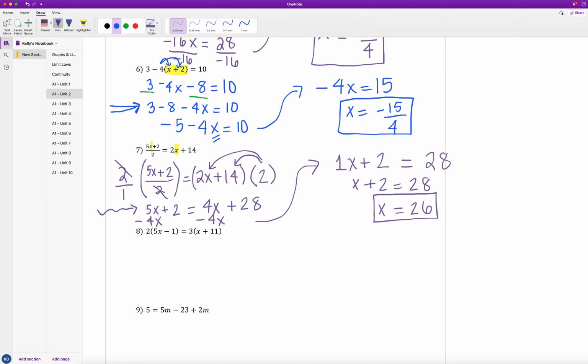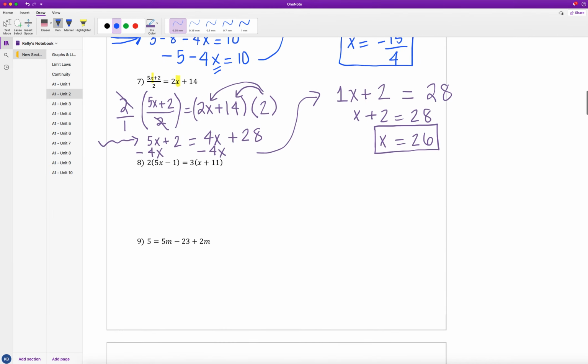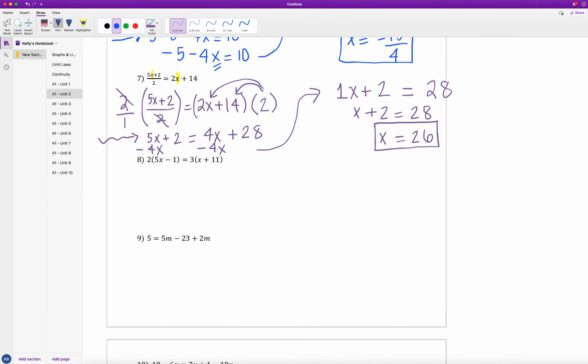All right, why don't you guys pause the video again and try example 8 on your own first. Okay, let's check example 8. So in example 8, it says 2 times the quantity 5x minus 1 equals 3 times the quantity x plus 11. So on this one, it kind of looks similar to our example 7.